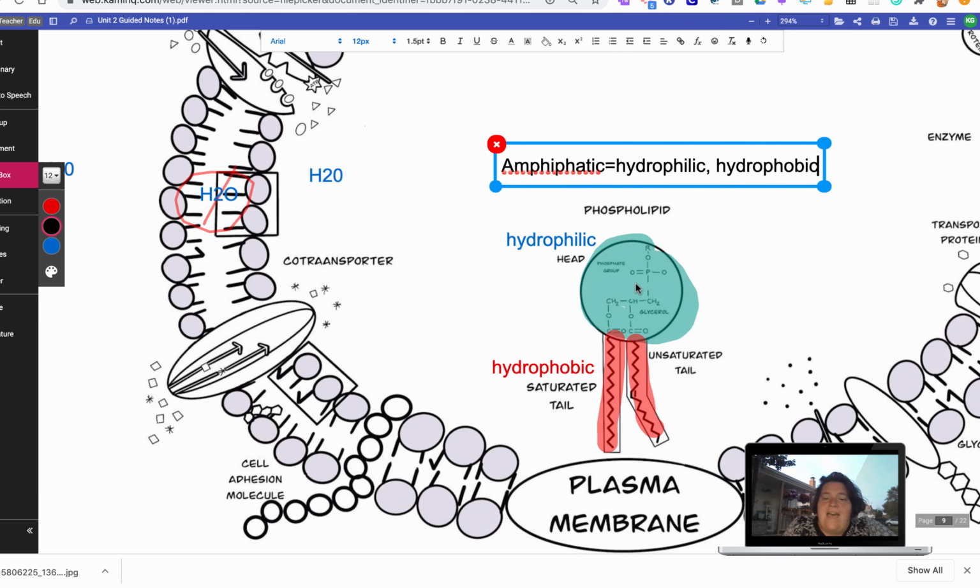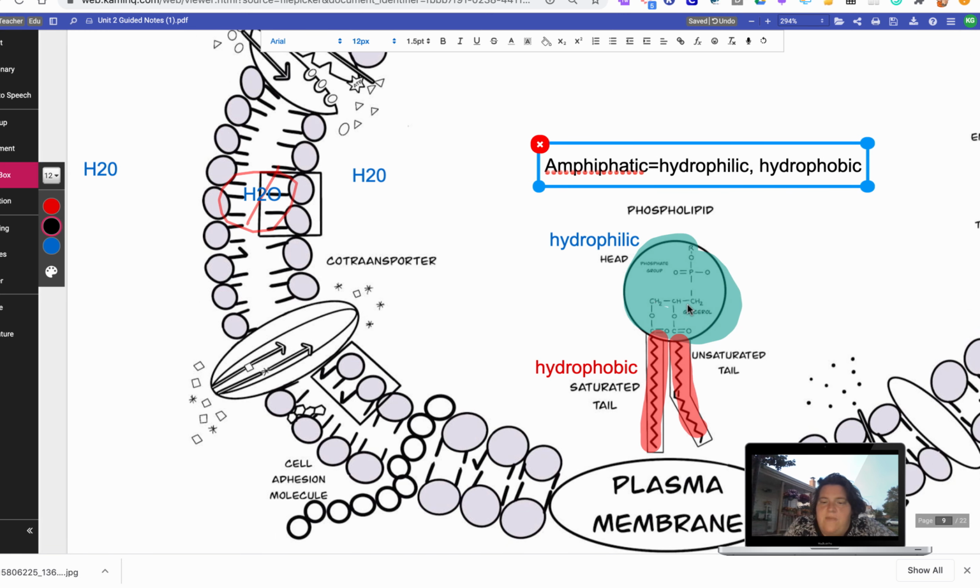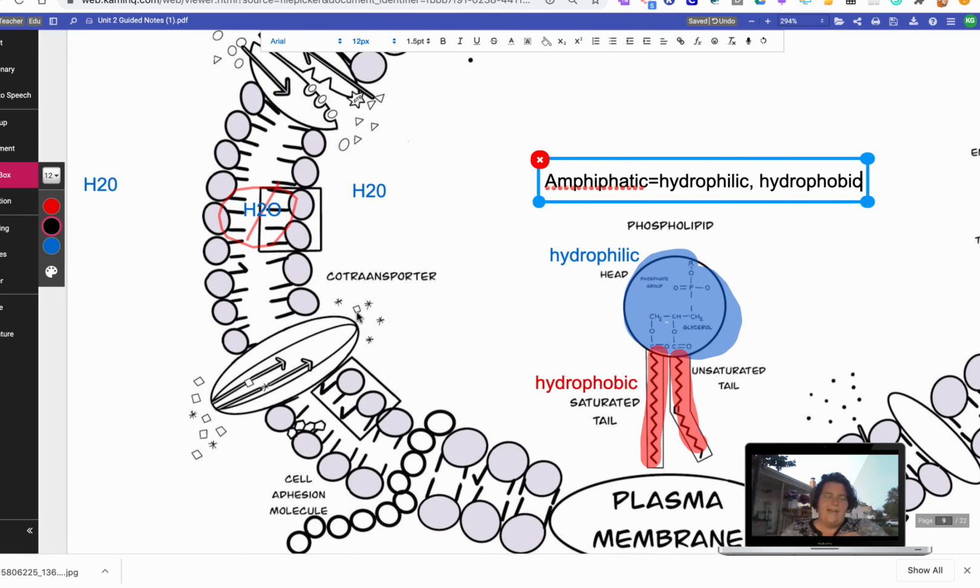Just make sure you know that the heads are hydrophilic, so we'll find water close to the heads, and the tails are going to be hydrophobic, so they are going to exclude water. That's why I have that there.